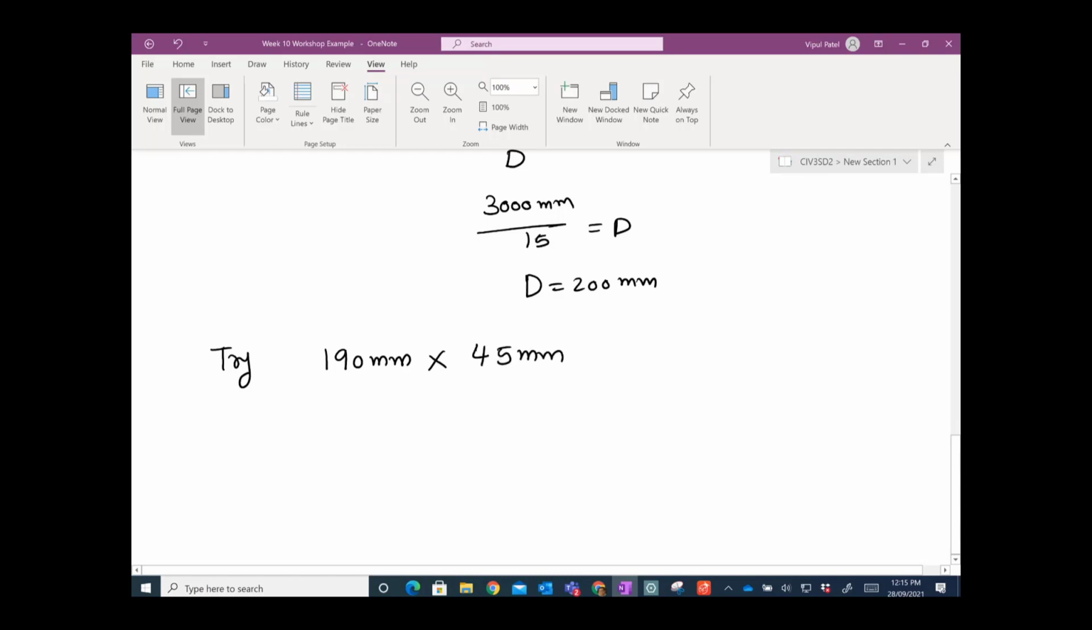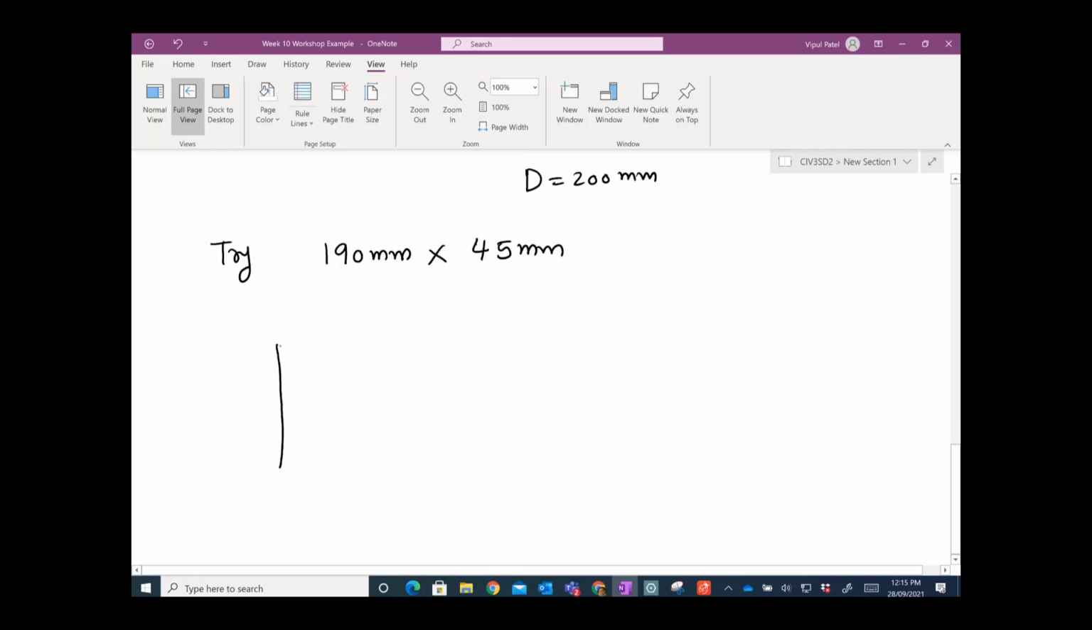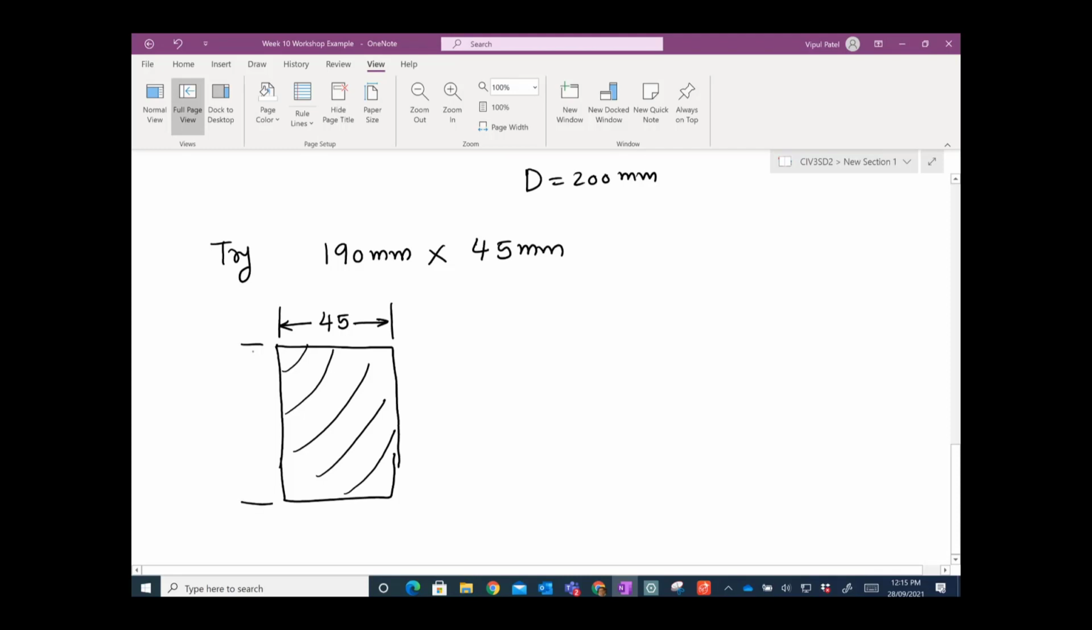Someone might say, where is it coming from? If you have a supplier, they will give you a catalog like this one. So you have this timber cross section, which we are going to try, 190 by 45. Of course, this is not the right answer. By the way, 190 by 45 may not work, meaning we need to come back and increase the size if it is not satisfied. But this is the starting point.